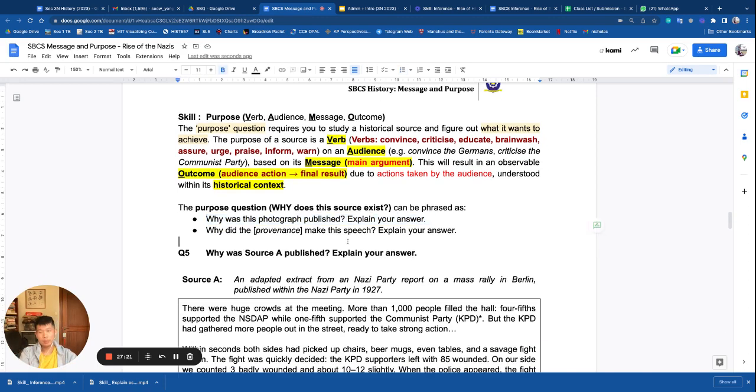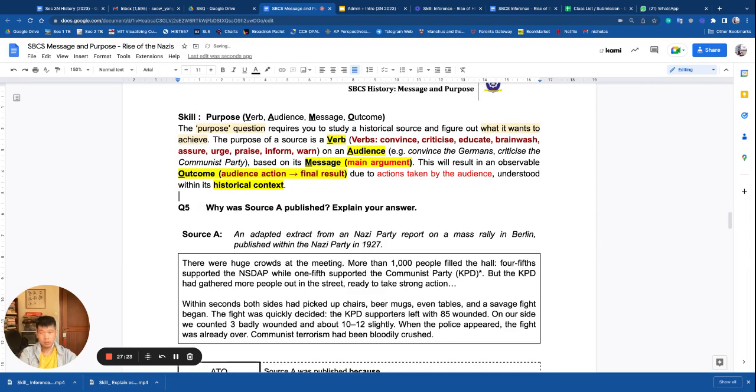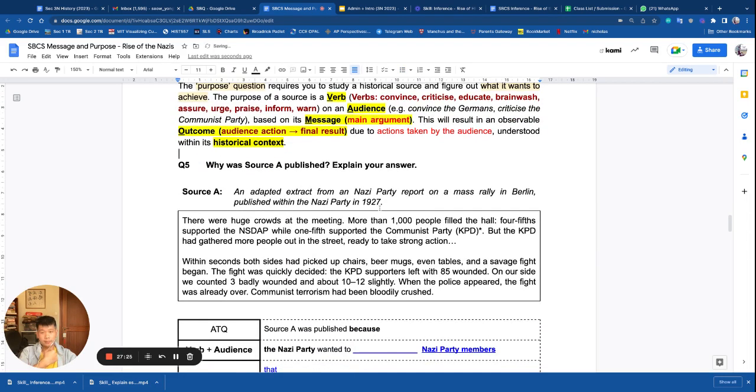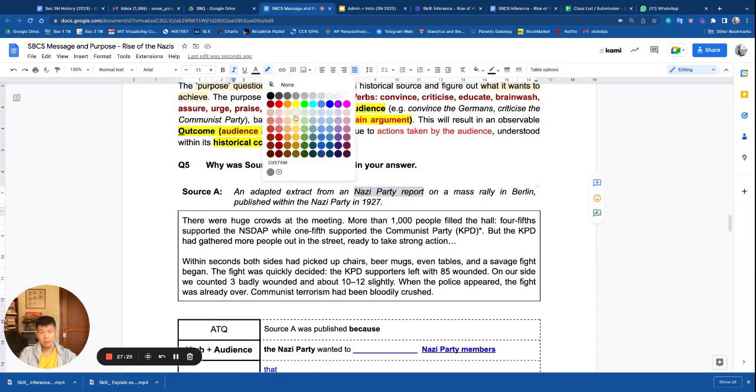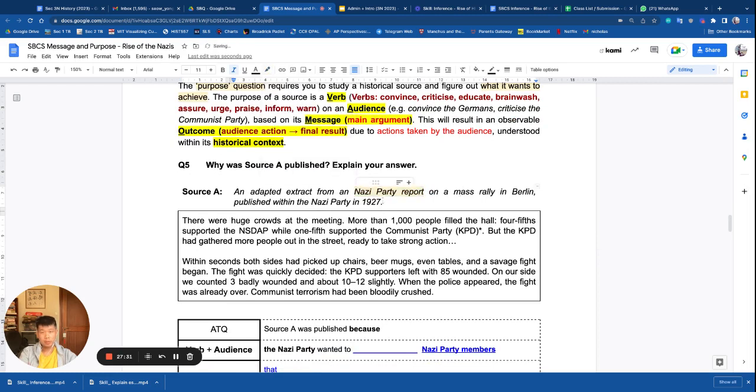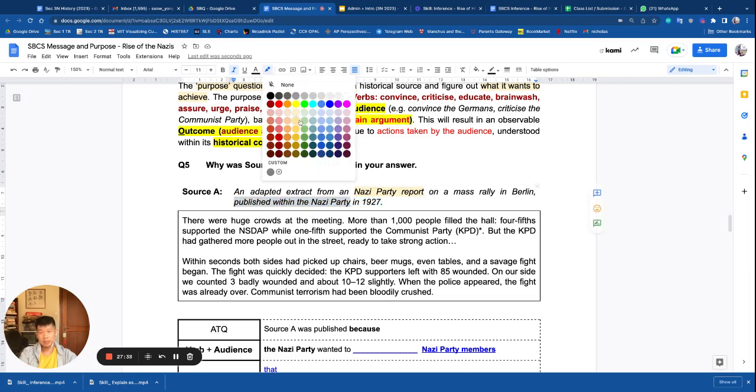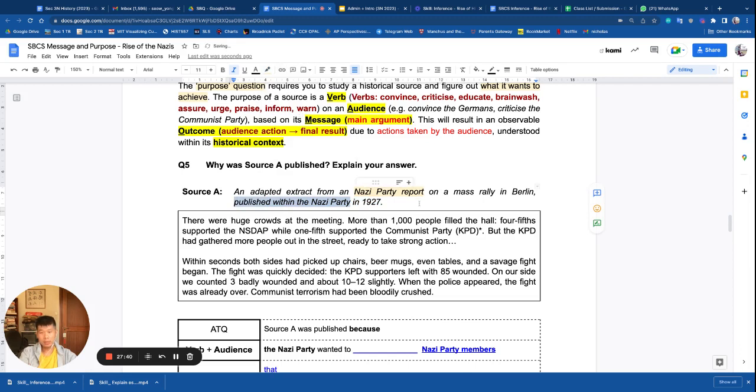Okay. So let's start with the most basic question. Why was source A published? So we said that the Nazi Party report is source A. And when we look carefully at this provenance, you see that it's published within the Nazi Party. In other words, the audience is hinted to us. The audience is Nazi Party members.